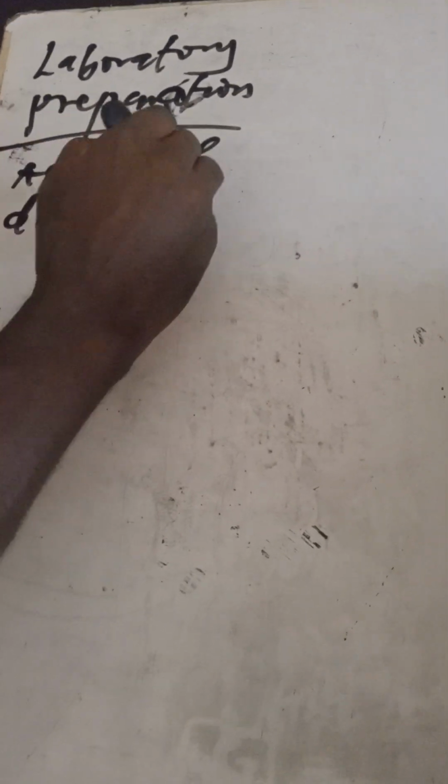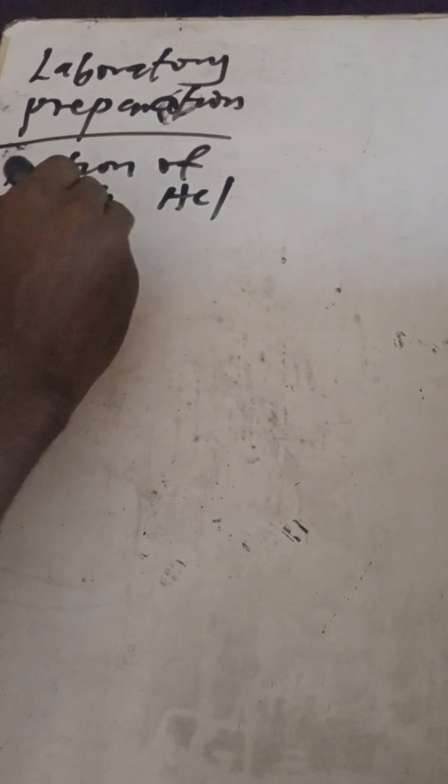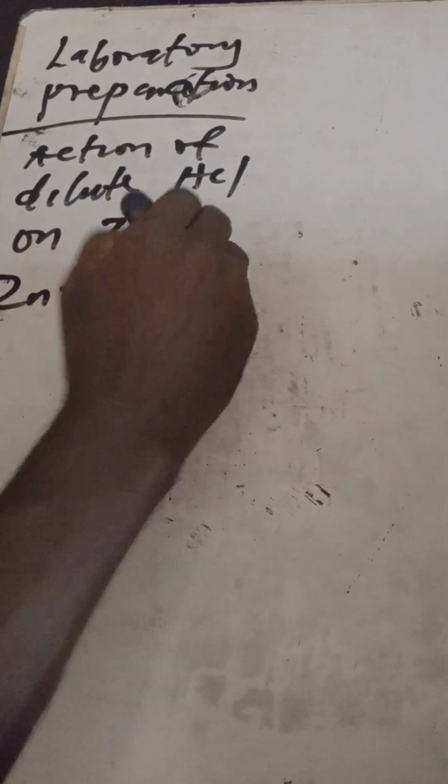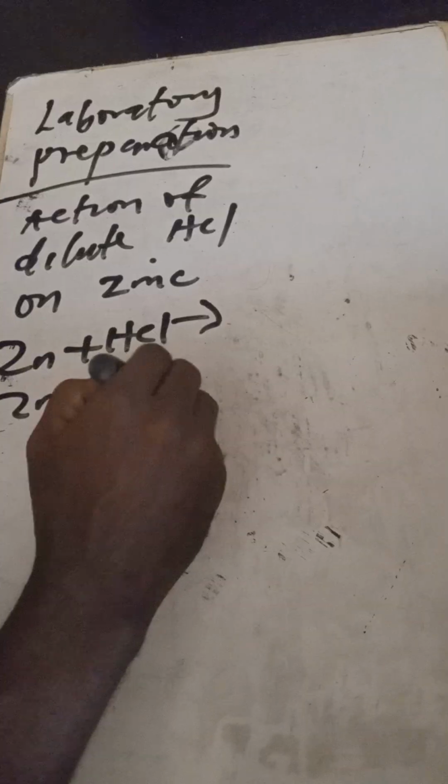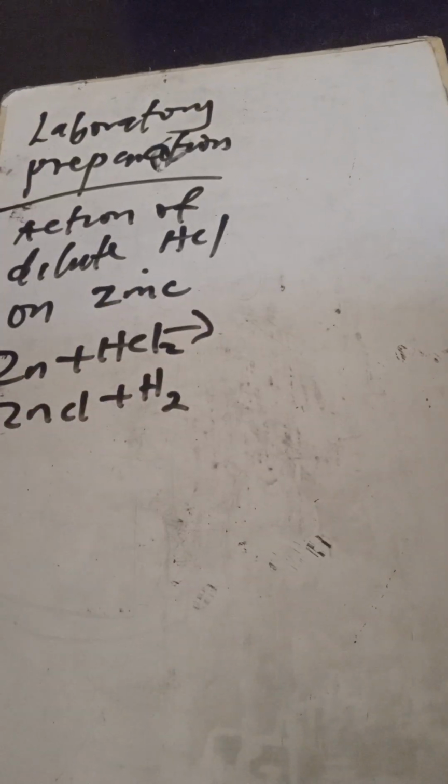Action of dilute HCl on what? On a metal, on zinc. Zinc combined with HCl gives us zinc chloride plus hydrogen gas. This is what we have here.